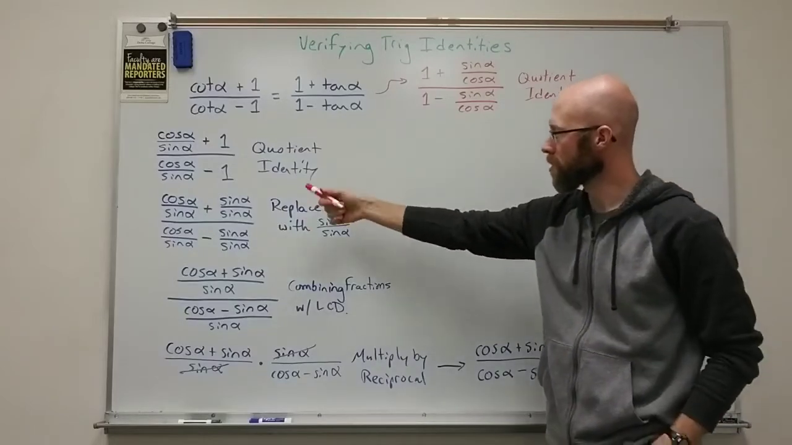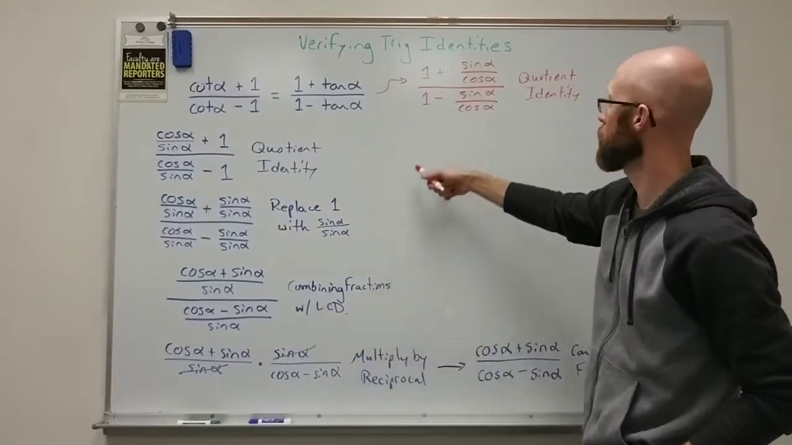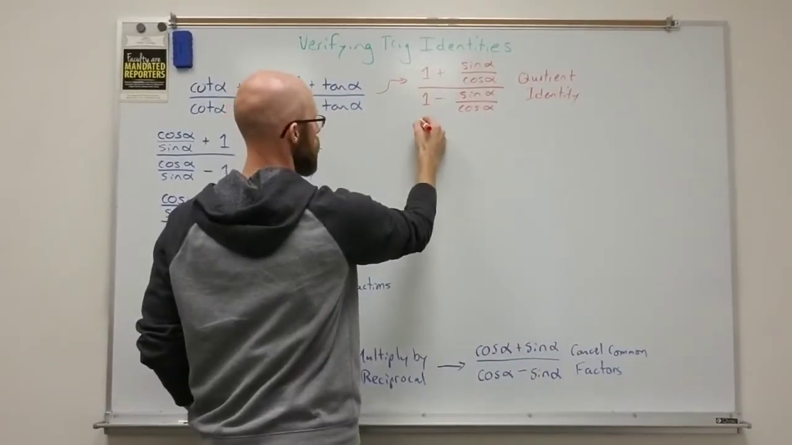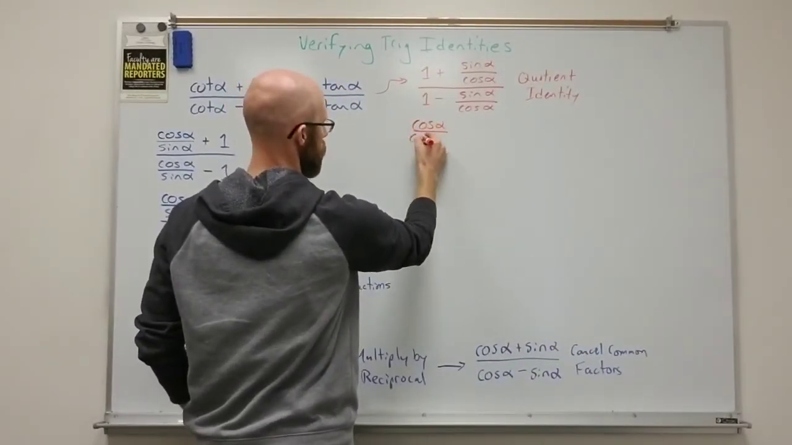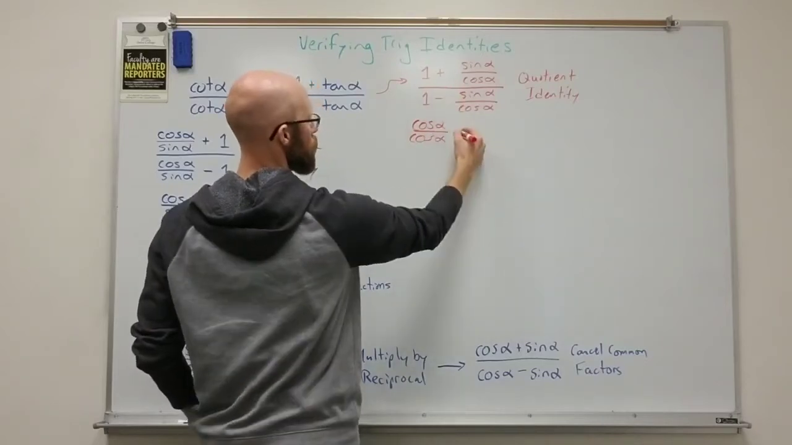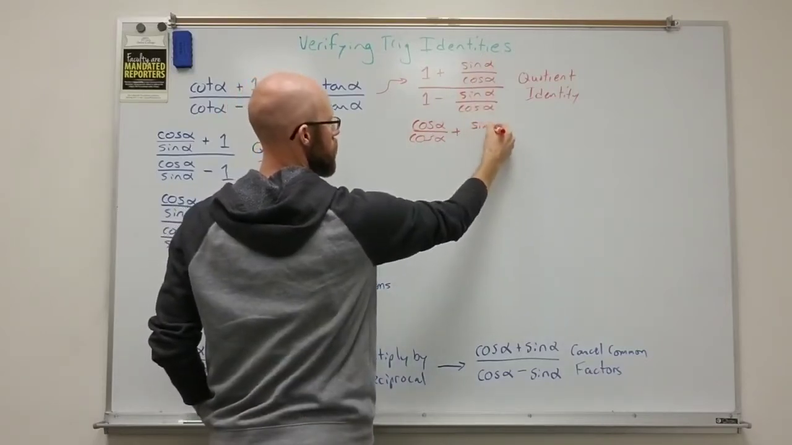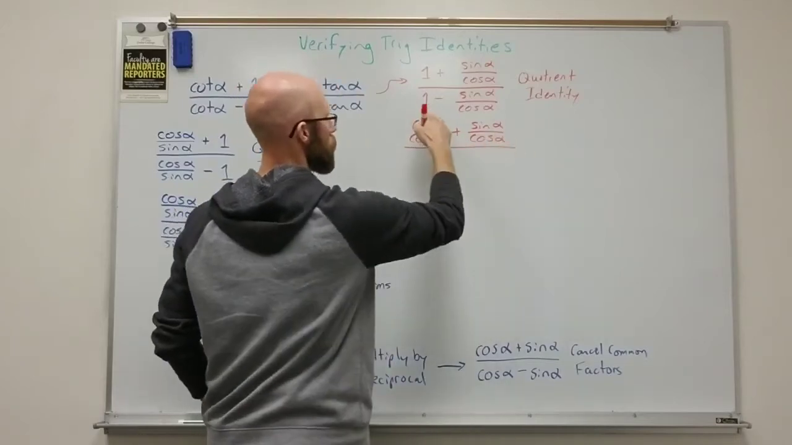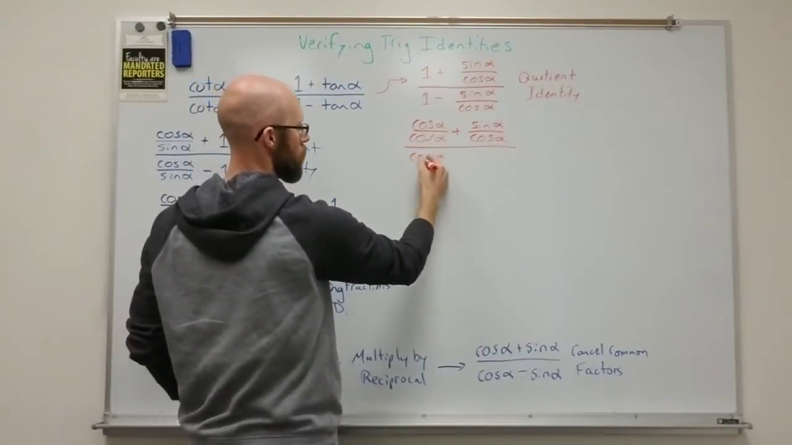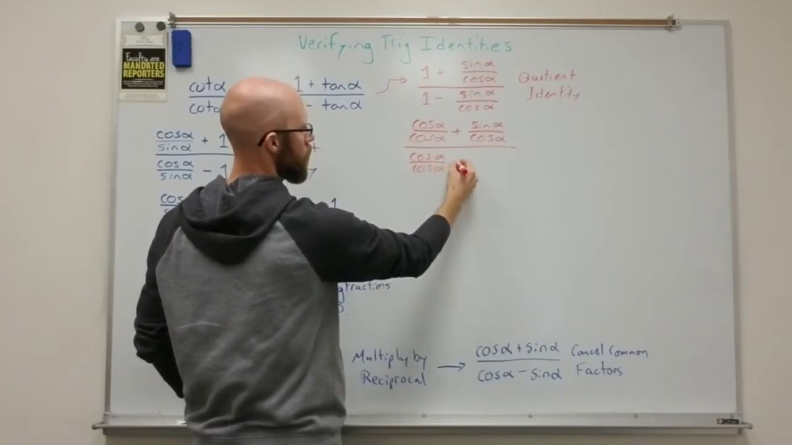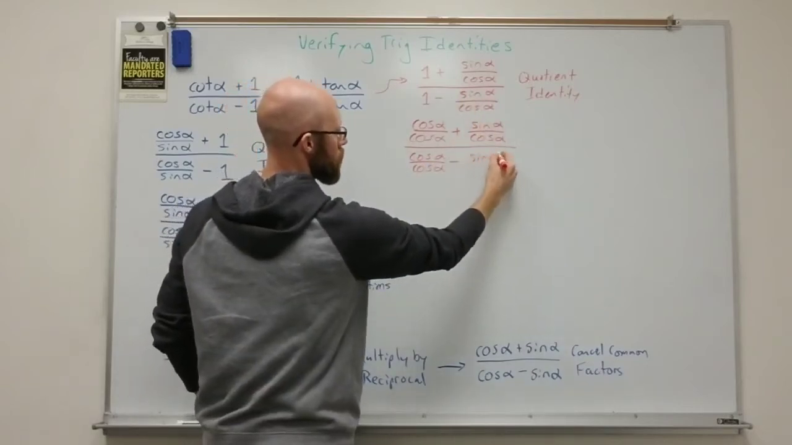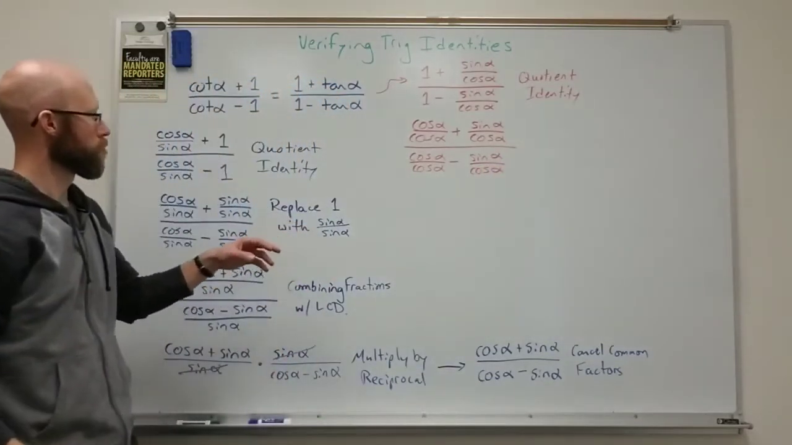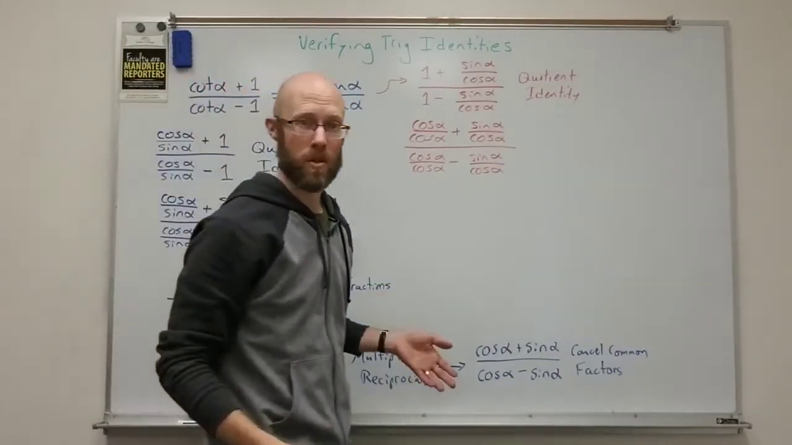We'll go through a similar step here, similar process. Let's get a common denominator with the cosine there. So let's call the 1 cosine alpha over cosine alpha plus sine alpha over cosine alpha, all over this 1 becomes cosine alpha over cosine alpha minus sine alpha over cosine alpha. Okay, so that's replacing 1 with cosine over cosine.